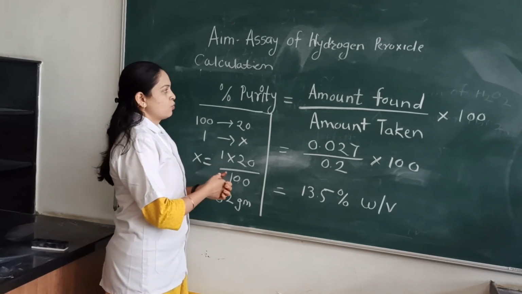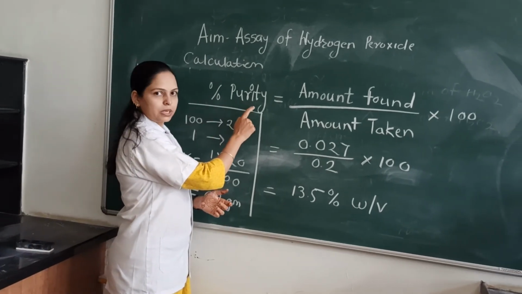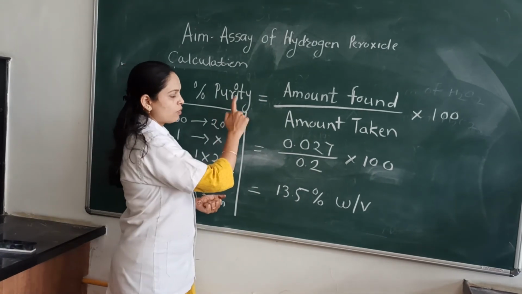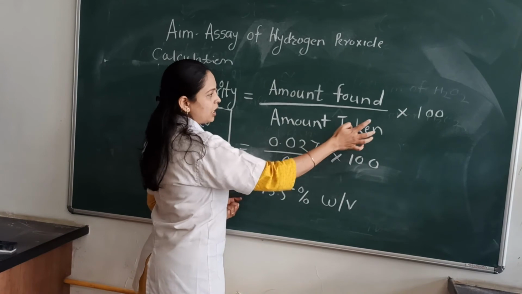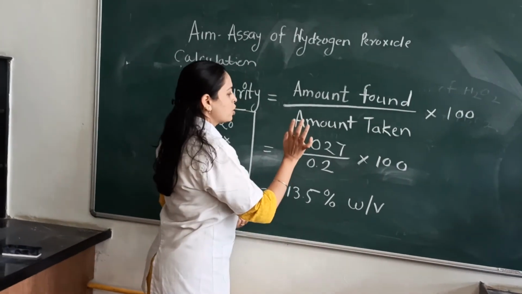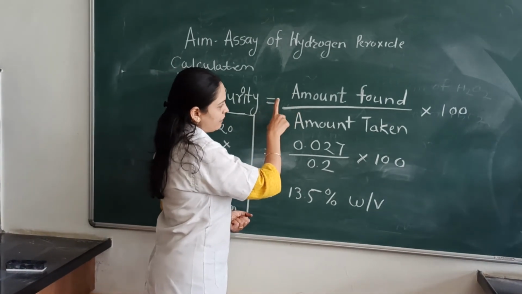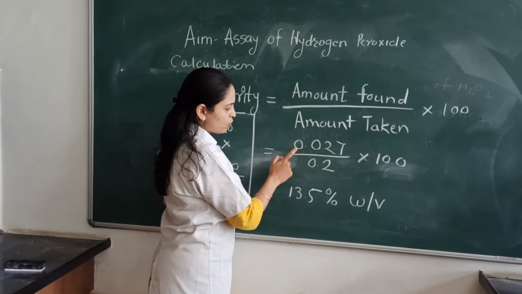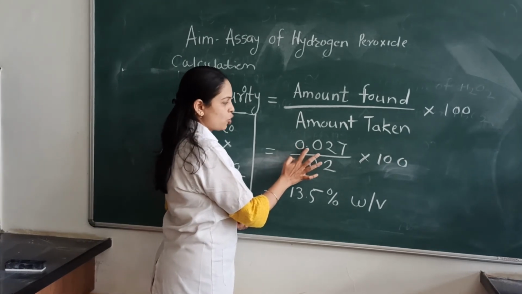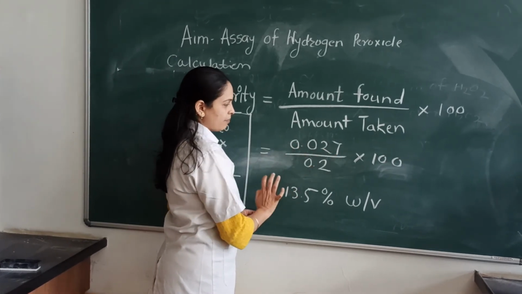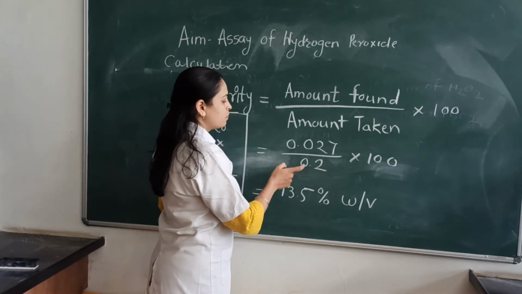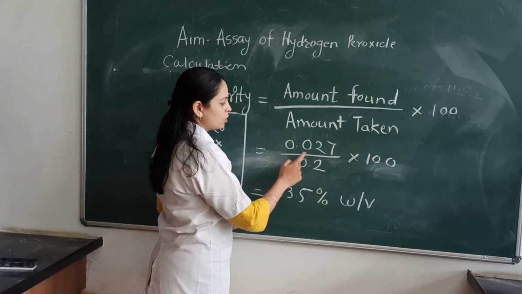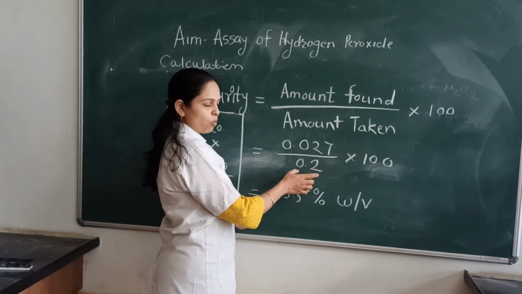Students, now we will see the calculation for the percentage purity. The formula for calculation is amount found divided by amount taken into 100. By the previous calculation we have seen the amount found of hydrogen peroxide is 0.027 gram. I have taken over here 0.2. Now first of all we will see how this value of amount taken is 0.2.